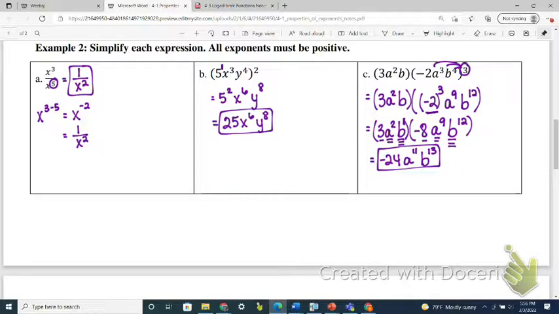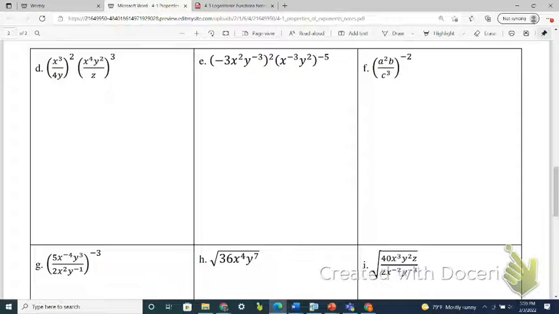So let's continue on with some more complex examples. So when I look at D, first thing I notice is I have an exponent on the outside. I need to distribute that to everything on the inside. So power to a power, again, I multiply. So this is x to the 6th. 4 squared is 16. Y squared is just y squared. Here I'm distributing the 3. So we have x to the 12th, y to the 6th, and z to the 3rd.